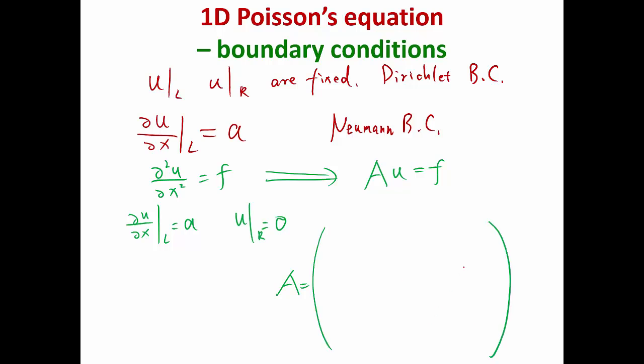Starting from the second row, it is exactly the same as what we had last time: 1 over delta x squared, minus 2 over delta x squared, 1 over delta x squared, and so on. It's a tridiagonal matrix up to the very last line, because I have the Dirichlet boundary condition at the right-hand side, so that doesn't change anything starting from the second row. Can somebody tell me what the first row is?